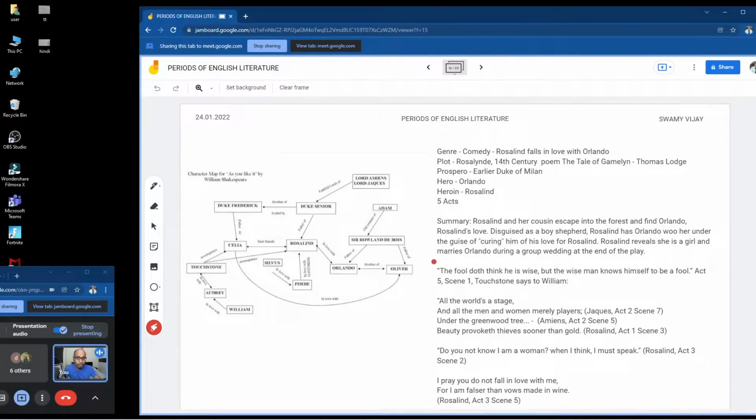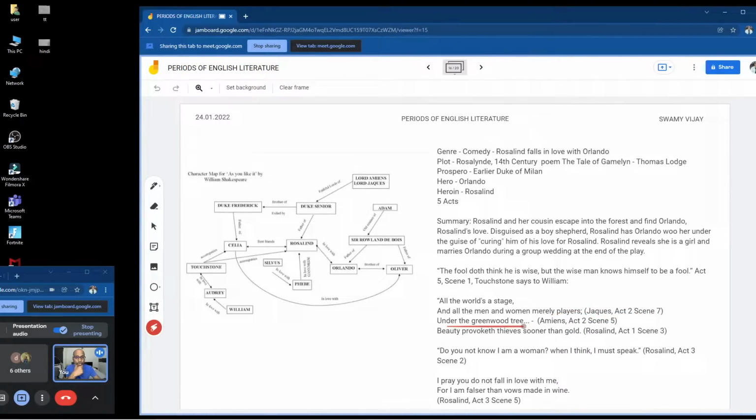And these are some quotations which are very important from an examination point of view. This one: the fool doth think he is wise, but the wise man knows himself to be a fool. It is found in Act 5, Scene 1. Touchstone says it to William. Then the very famous one, and this poem is part of the class 9 NCERT textbook, and somewhere it is in the English textbook in CBSE: All the world's a stage, and all the men and women merely players. It is spoken by Jacques in Act 2, Scene 7.